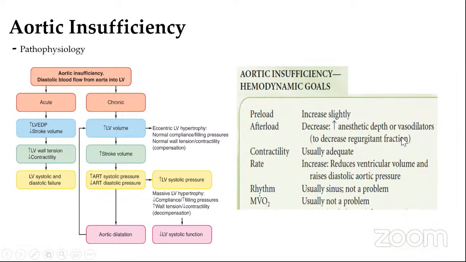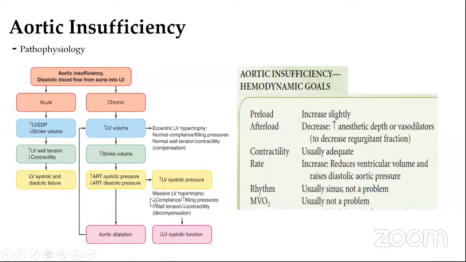In terms of goals, it's the opposite of the stenotic lesions. You need to decrease the afterload here, because you want to lessen the regurgitant volume that goes from the aorta to the LV. If the systolic pressure and the diastolic pressure are low in the systemic circulation, you will have less volume going back to the LV. But how low you can go, you need to maintain your forward perfusion as well, okay? So you can drop the afterload, and usually as anesthesiologists we can drop it by increasing the anesthetic depth or using a vasodilator. This is to decrease the regurgitant fraction and volume, as I said.